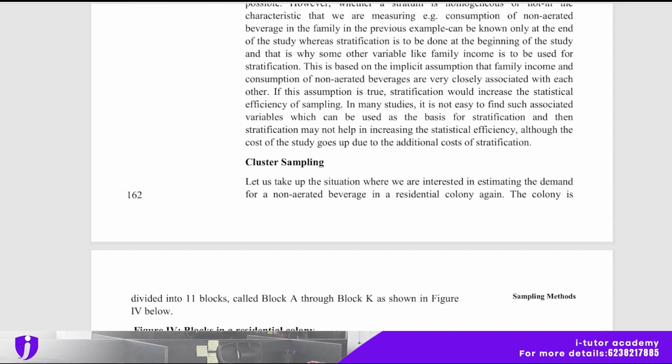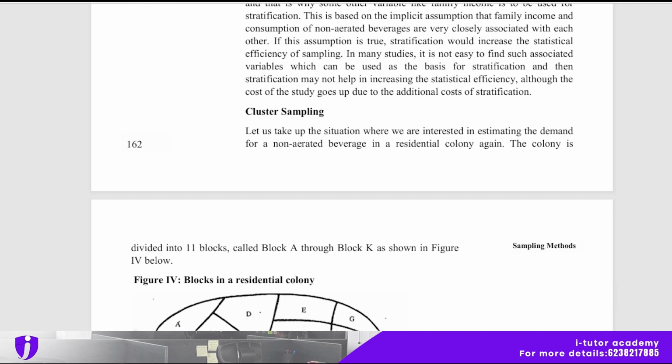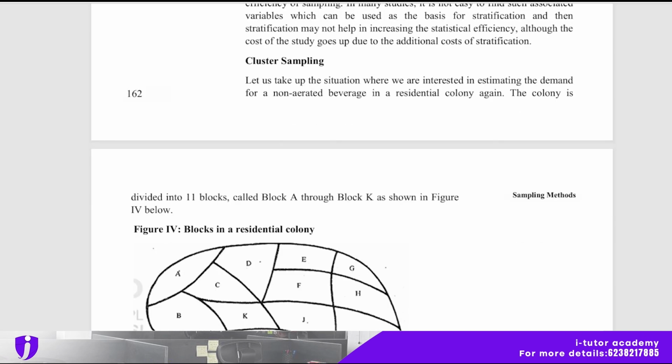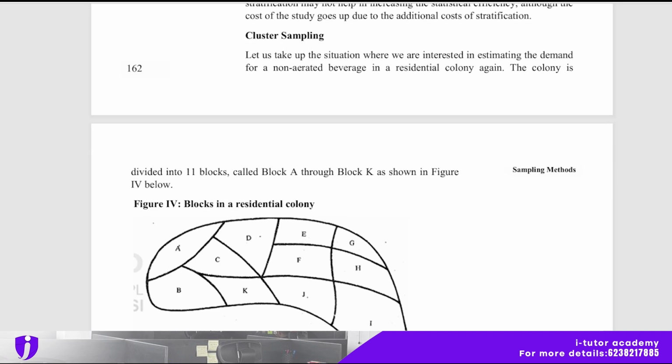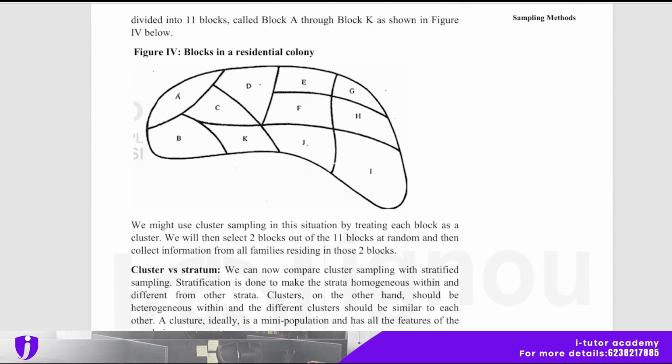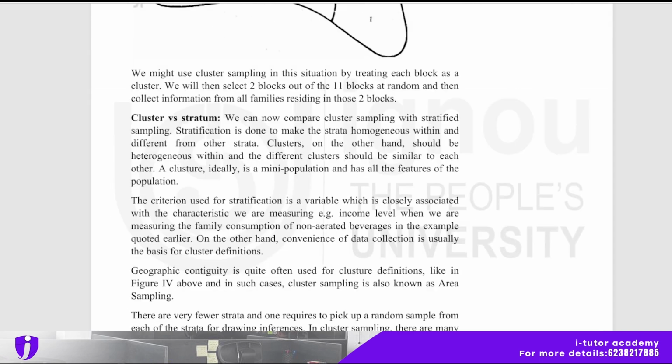And cluster sampling: let us take up the situation where we are interested in estimating the demand for a non-aerated beverage in a residential colony. Again, the colony is divided into 11 blocks, so-called block A through block K, as shown in the figure. So this is an example of blocks in a residential colony. And cluster versus stratum. We can now compare cluster sampling with stratified sampling.